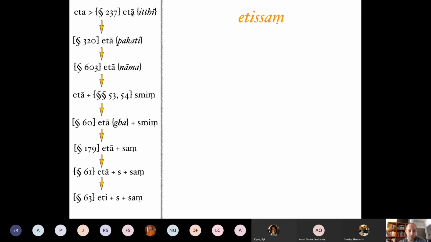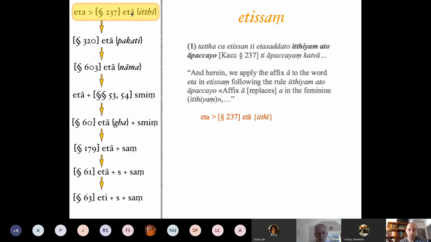This pronominal form is achieved through Kaccāyana 63, that on the left you will see at the bottom, because that's the last rule that you apply. But before applying that rule, of course, there is a string of rules that will lead you to that situation where actually Kaccāyana 63 can work. So we start with Kaccāyana 237, and by 237, the pronoun eta is given the tag iti, that means it is a feminine, and we add the termination or the ending long a, instead of the short a.